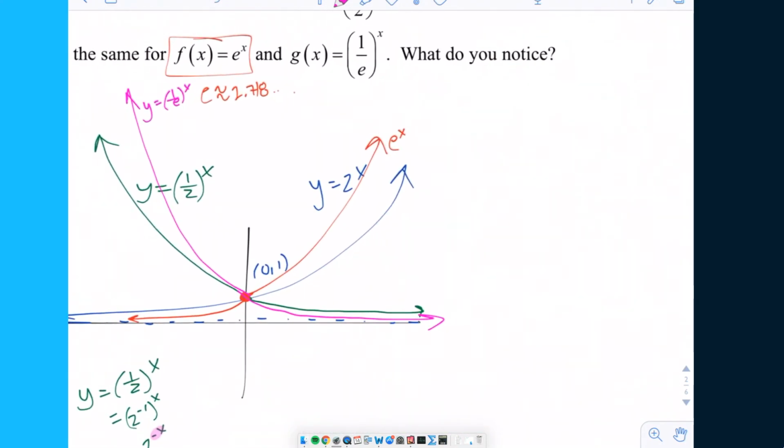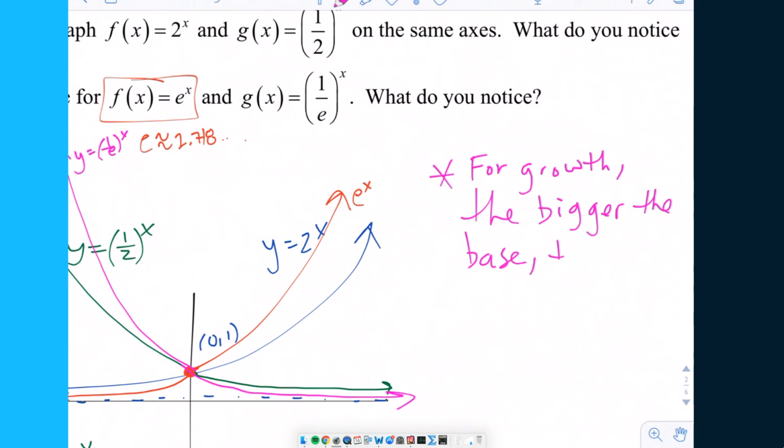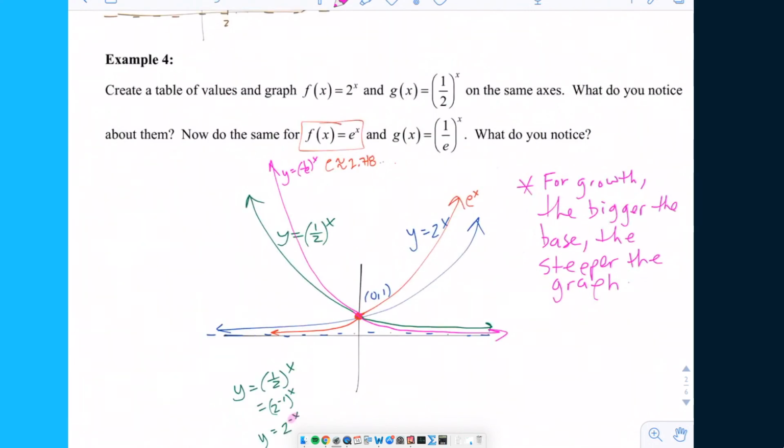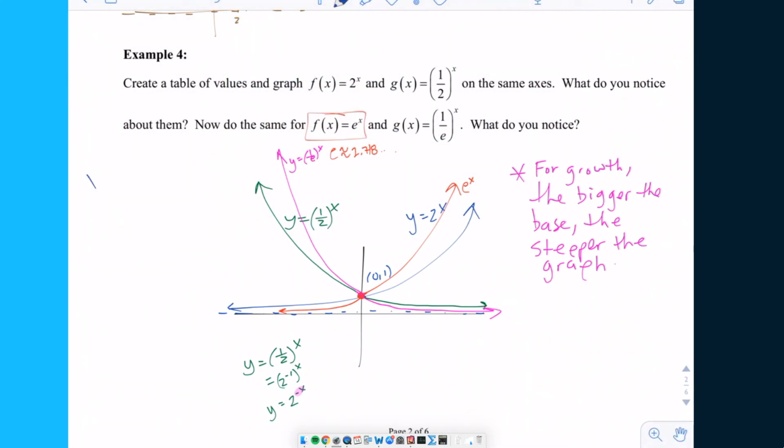So we can go ahead and make this statement right here. For growth, the bigger the base, the wider the graph, did we say? The steeper the graph. And you could say that in both directions. It's going to go to infinity faster on the right side, and it's going to go to 0 faster on the left. But what can we say about the decay functions then? Is it the same thing?